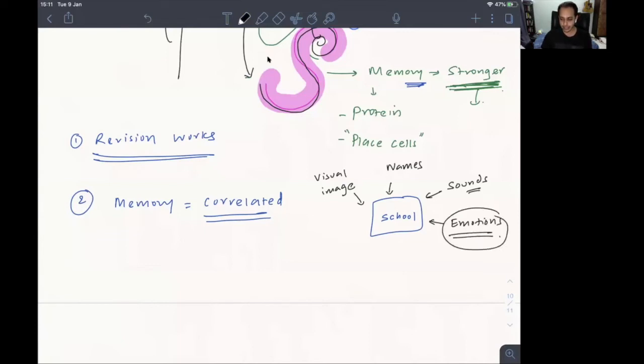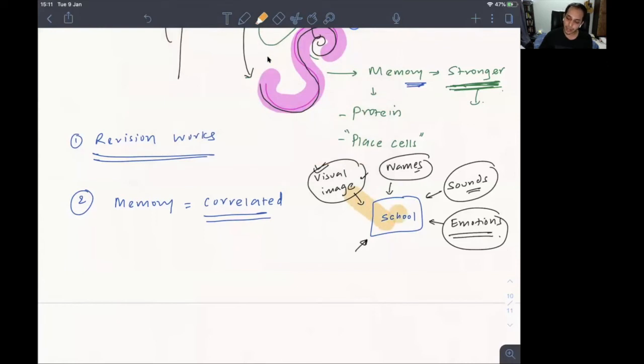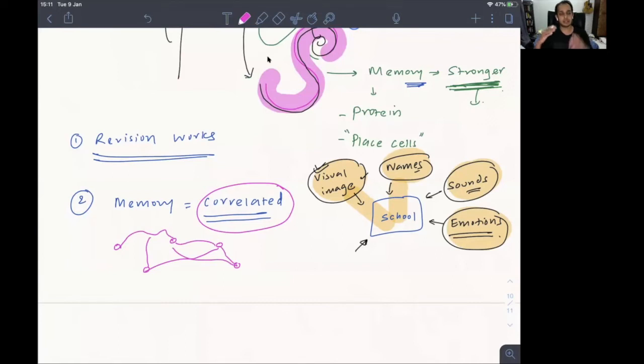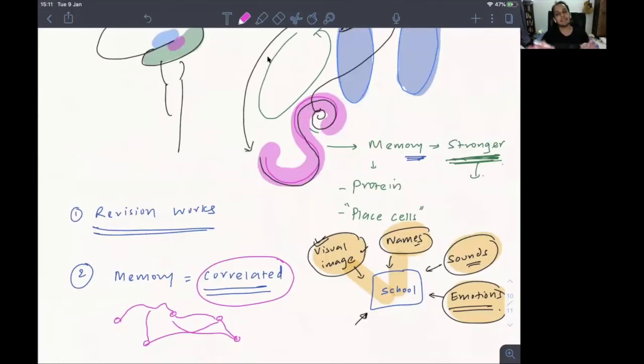Now, each one of these things are actually stored separately. And when I think of school, I may remember one of these or I remember all of these. But what is interesting is that if I remember any one of these, there is a higher chance that I may, because I remember a visual image, I may end up remembering the names, the sounds, and the emotions. Okay? So this is what I mean by correlation, that memory is interlinked. So no one fact is isolated. Somewhere, all facts are interconnected. Okay? So these are two corollaries of what we've understood of memory. One is that revision works, and second is that memory is correlated.